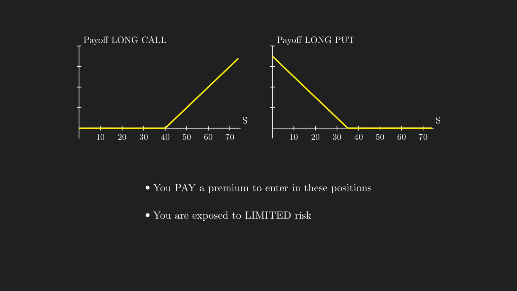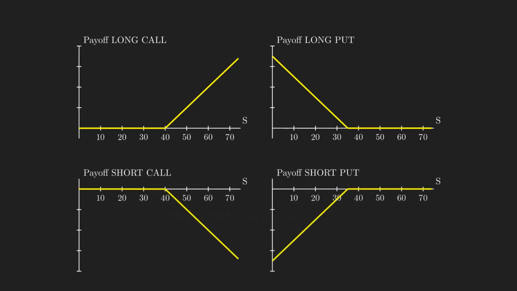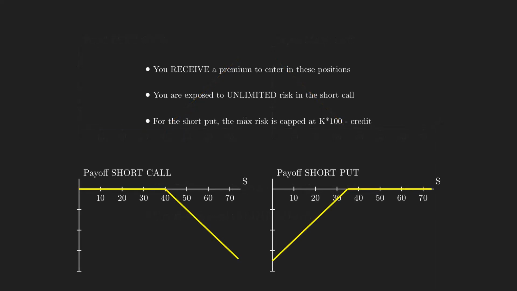So to summarize what we've seen till here, in the long options, meaning when you buy them, you pay a premium to enter and you're exposed to limited risk. You cannot lose more money than what you've paid for the option. While for the short options, you receive a premium to enter. You immediately gain money from the selling, but you're exposed to unlimited risk. For the short call, the risk is unlimited. For the short put, the maximum loss is capped at the strike price multiplied by 100 minus the credit received.